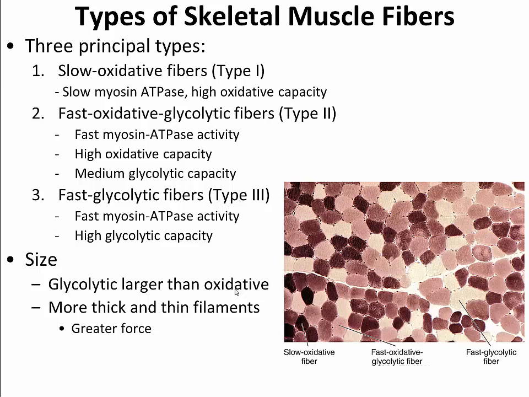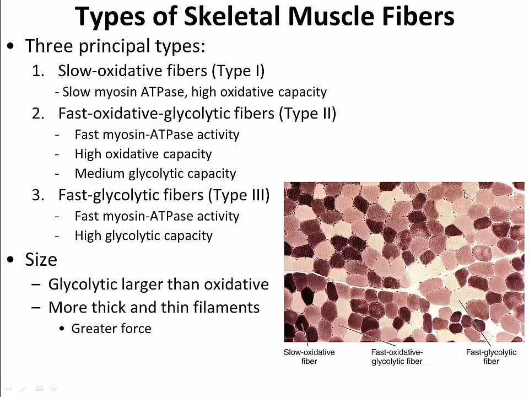The last type of muscle fiber, type 3, is in many ways the opposite of type 1. And so in this case, we have fast myosin ATPase activity and we have high glycolytic capacity. And these fibers also tend to be quite large relative to type 1 fibers. And so these are fibers that contract very rapidly and utilize glycogen as an energy source. So glycolytic fibers tend to be larger than oxidative fibers, and because they simply have more thick and thin filaments as a result of their larger size, they're able to generate more force.